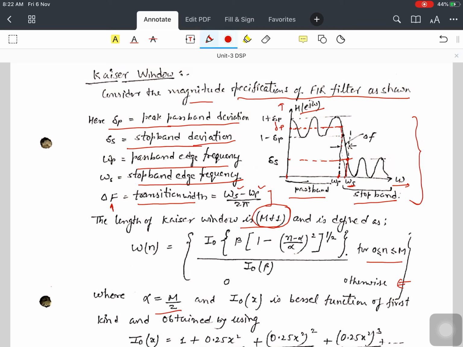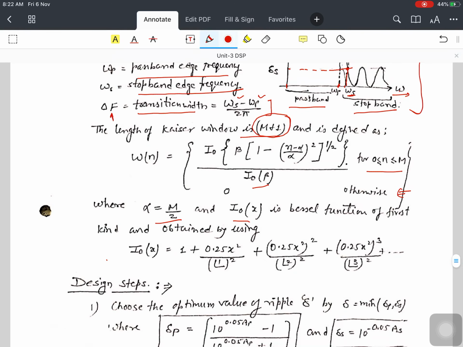And this I naught x, because you are getting I naught beta over here, is the Bessel function of the first kind, obtained using this equation: I naught x is equal to 1 plus (0.25 x squared) upon (factorial 1) whole squared, plus (0.25 x squared) whole squared upon (factorial 2) whole squared, plus (0.25 x squared) whole cube upon (factorial 3) whole squared, and so on. So this is the basic design of the window function.